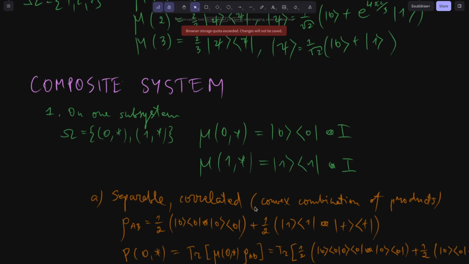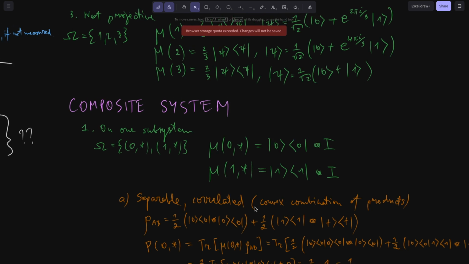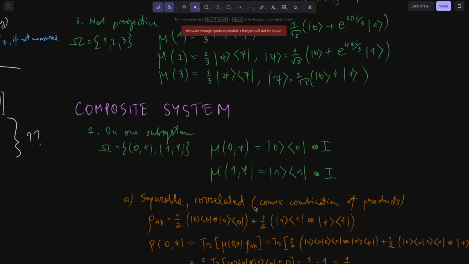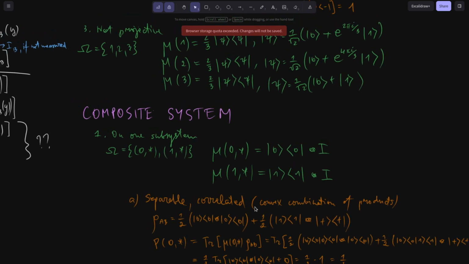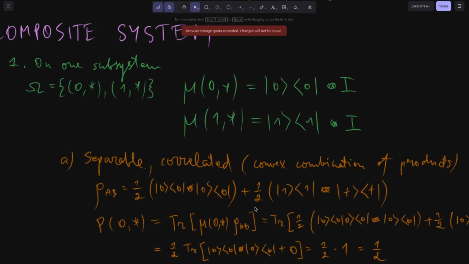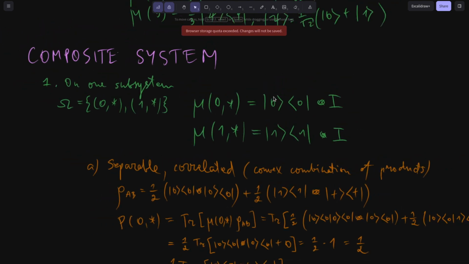Now for composite systems, it's a little bit more complex. For composite systems, we can measure just one subsystem. So like this. Well, what does it mean? It means just like on the other system, it's going to be identity, so it doesn't change anything. So if it's 0, star means any, just star, one outcome, right? And it's not changing anything.